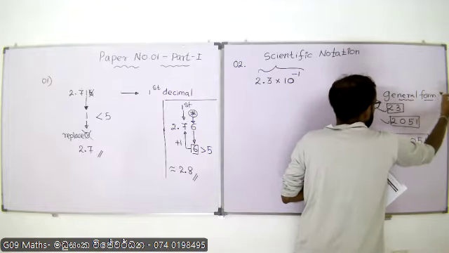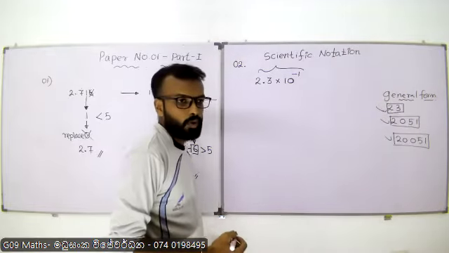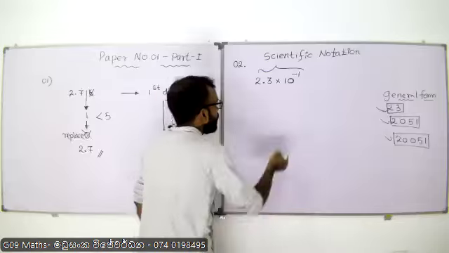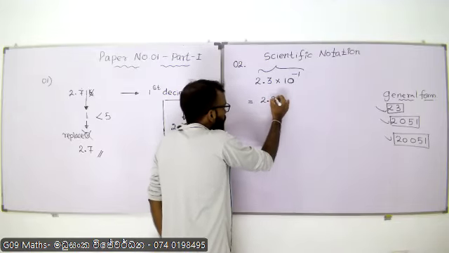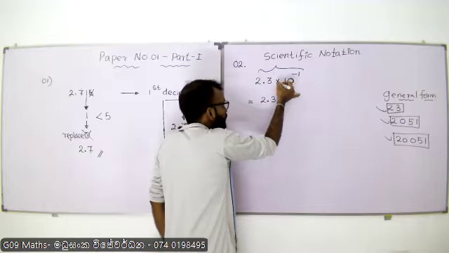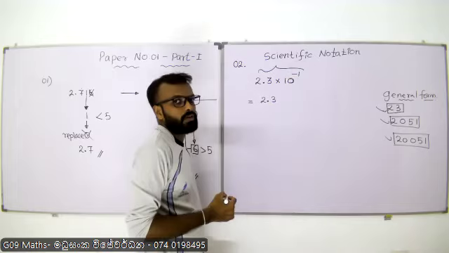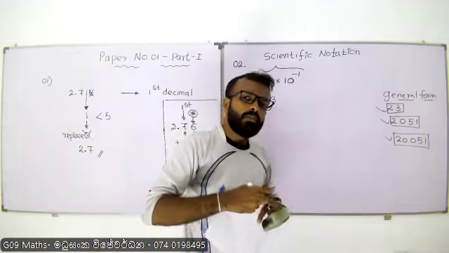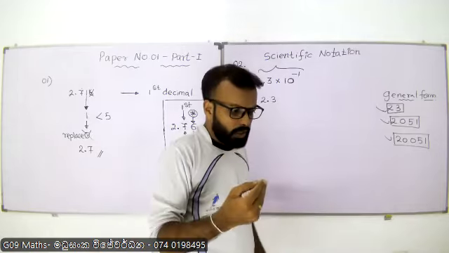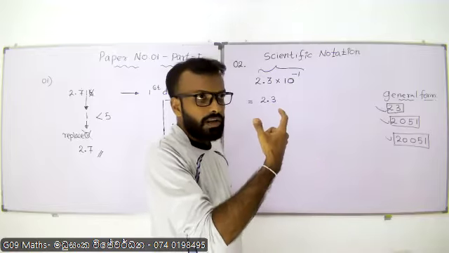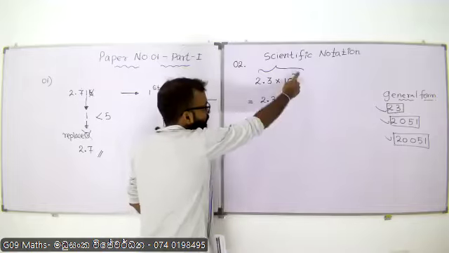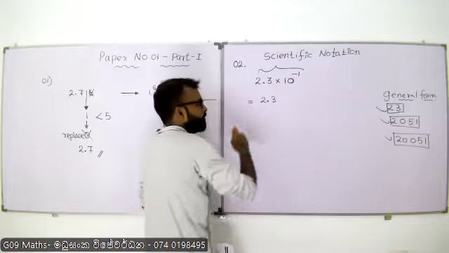So how are you going to convert? Here you have 2.3 multiplied by 10 to the power minus 5. How are we going to convert 10 to the power minus 1? That is a negative power. Here you can see a negative power.